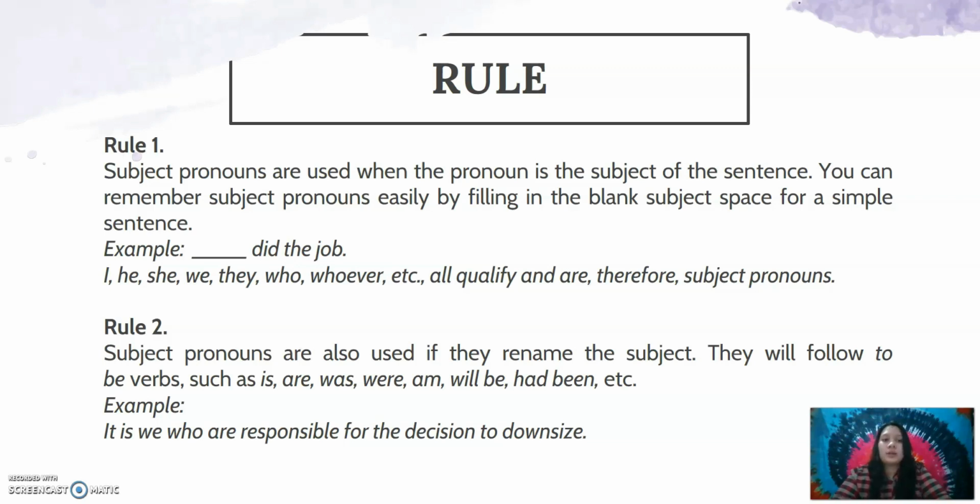Rule 2. Subject pronouns are also used if they rename the subject. They will follow to-be verbs such as is, are, was, were, am, will be, had been, etc. Example: it is we who are responsible for the decision to downsize.